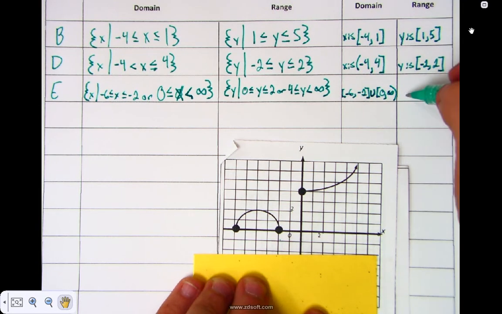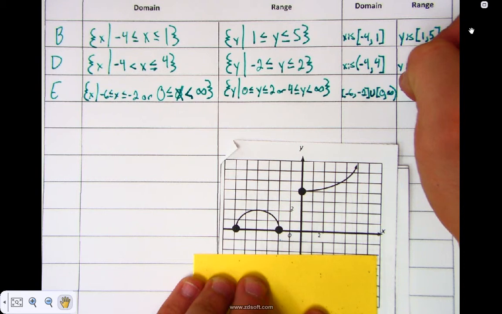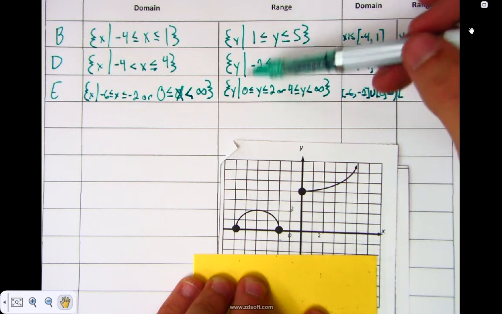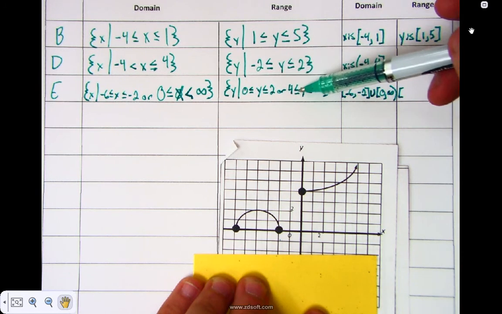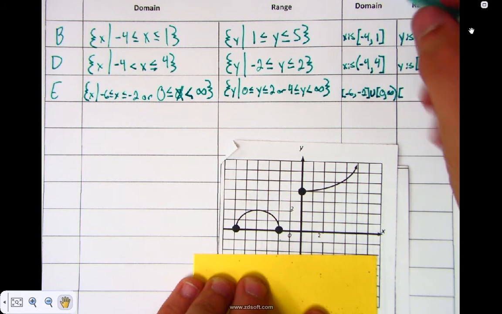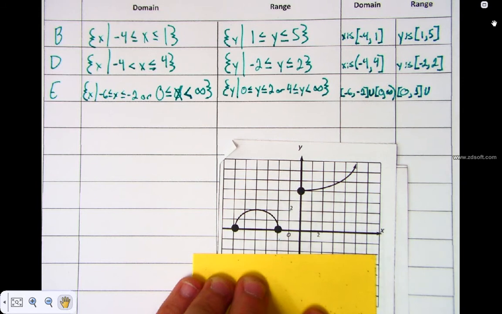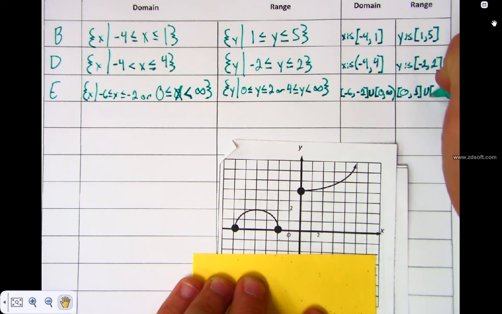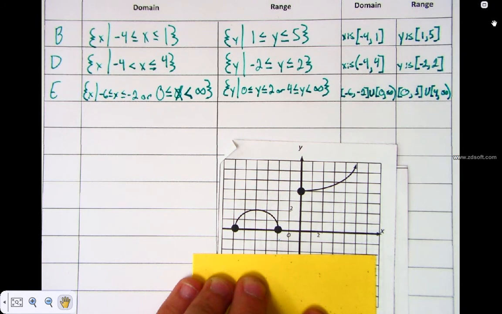And then for my y is, I've got, looks like less than or equal to, or strictly less than again. So bracket, U, and then I have 4 to infinity. Like that.